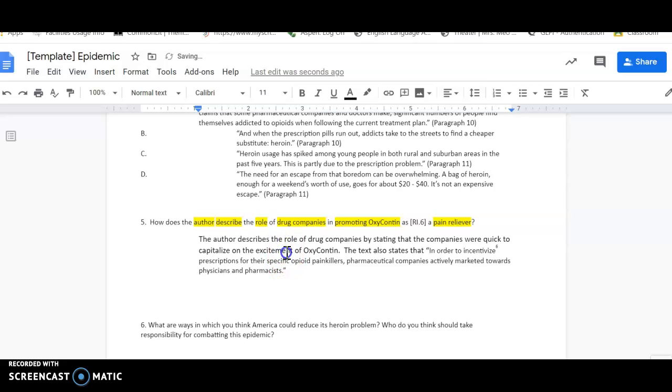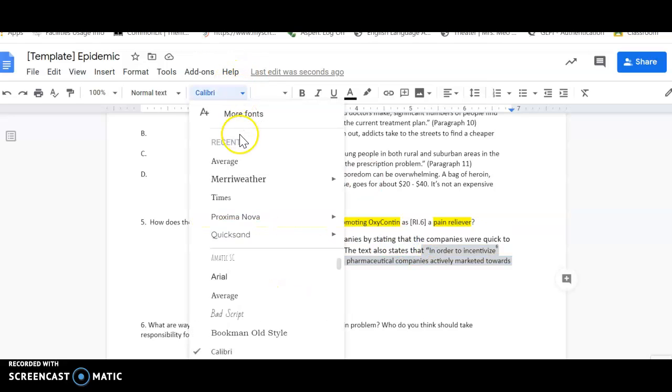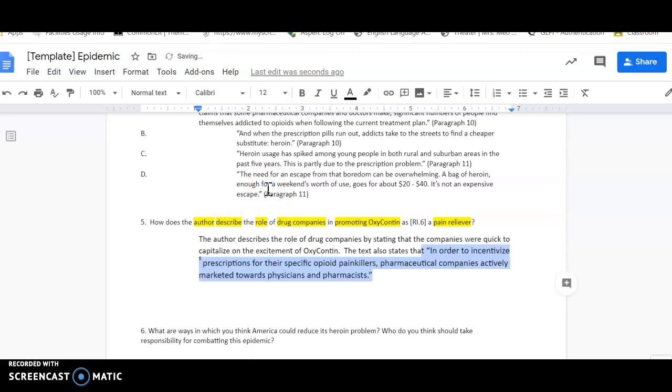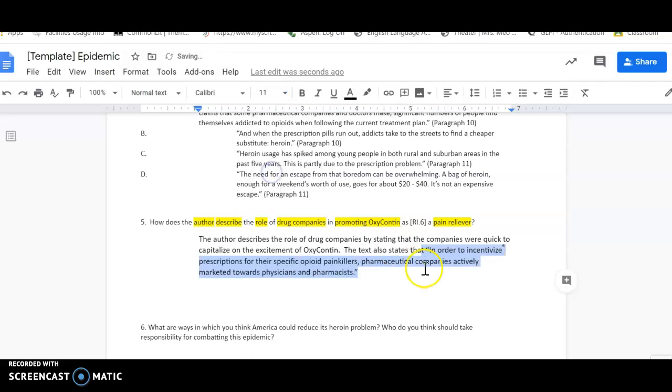You want to make sure that you have the same font type. So I'm going to go ahead and change that. You also need to have the same font size. I think it's 11. So now I really just need one more sentence explaining the role of drug companies. Let's see what I have so far.